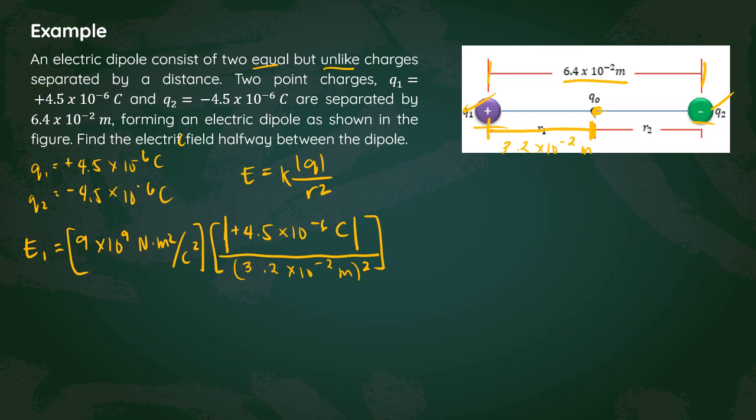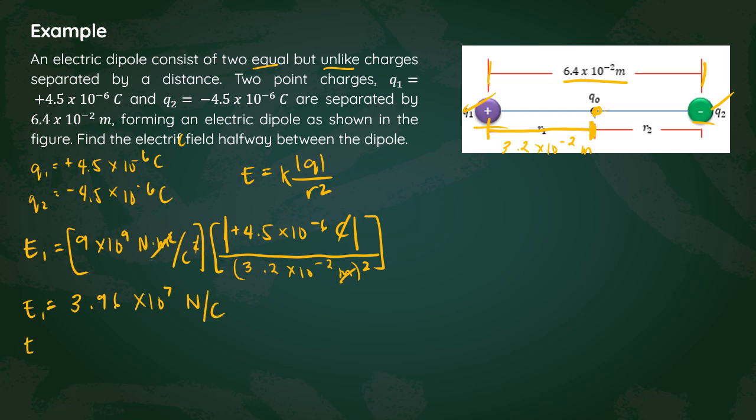Now, so we have here, we canceled this one and this one. Your electric field due to Q1 will be equal to 3.96 times 10 raised to 7 newtons per coulomb.